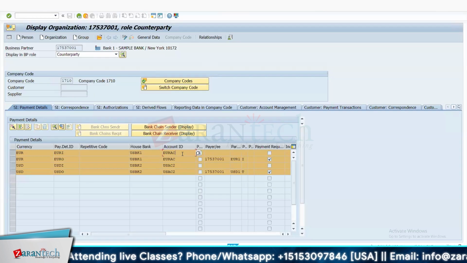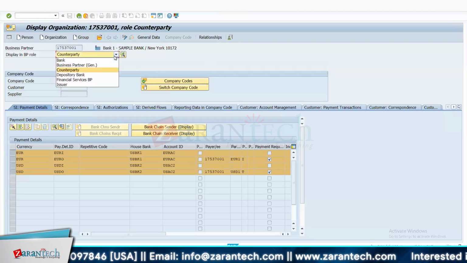We see in the company code 1710, below are coming customer and supplier. Correct. Whether a counterparty can be our customer or supplier also? It can be. In our case, it is not, but it can be. Like if you see here, it's in bank role, general role, counterparty, depository, financial services, and issuer. These are the default roles that we have.